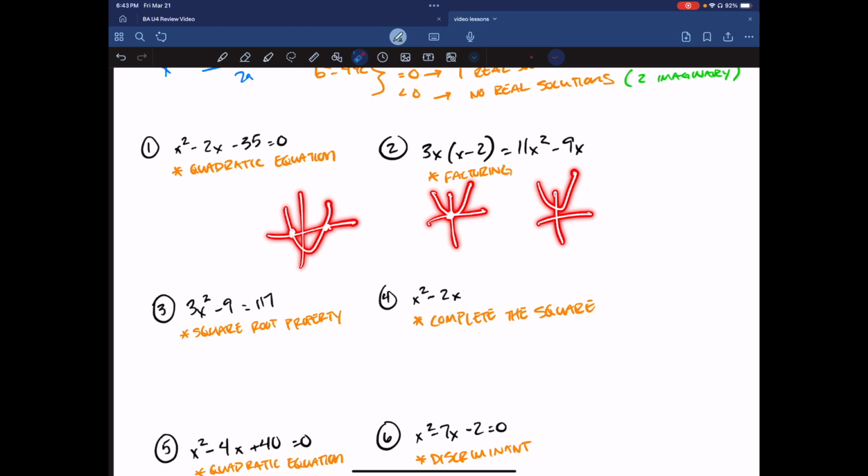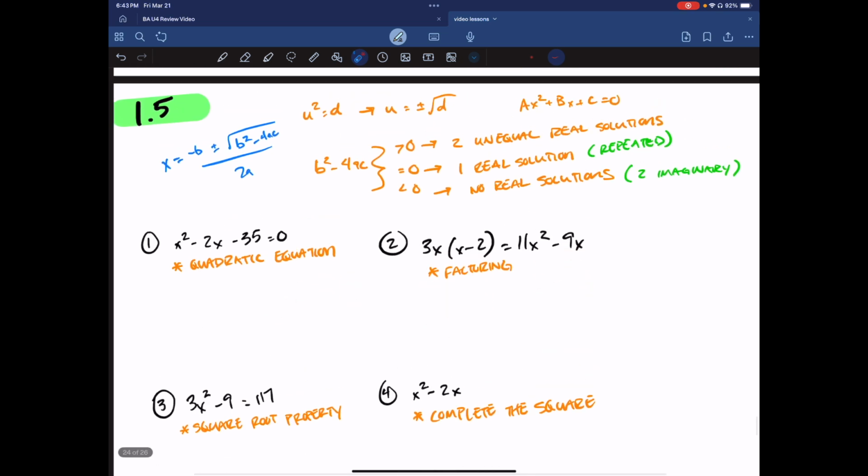If the discriminant is greater than zero, then there are two unequal real solutions. This is your scenario one. And if it's zero, that means it's sitting on the x-axis and I only have one solution. Because it's sitting on the axis, it's technically repeated. And if it's less than zero, that means there are no real solutions, which means I'm going to have imaginary numbers.